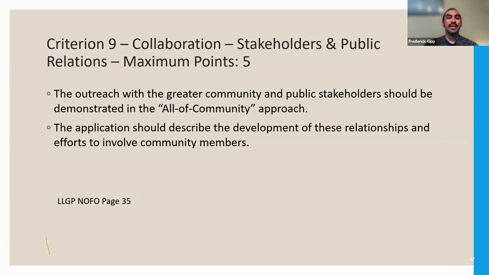For criterion 9, collaboration with stakeholders and public relations, there's a maximum of 5 points to be received from grant reviewers. Applications that show effective and collaborative efforts pertaining to outreach with the greater community and public stakeholders should be emphasized and demonstrated in the all-of-community approach outlined in the grant program. The application should describe the development of these relationships and efforts to involve community members.